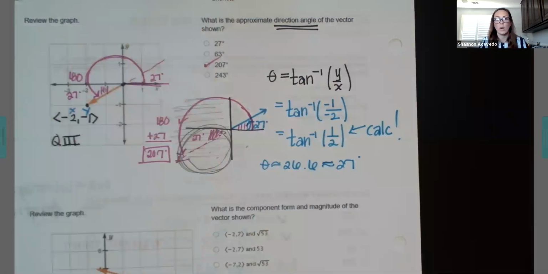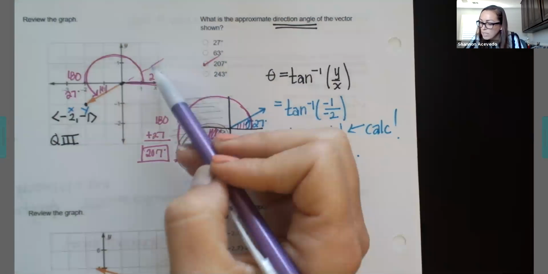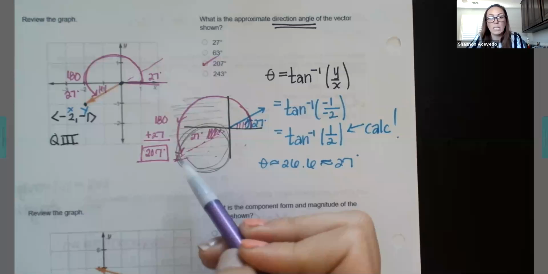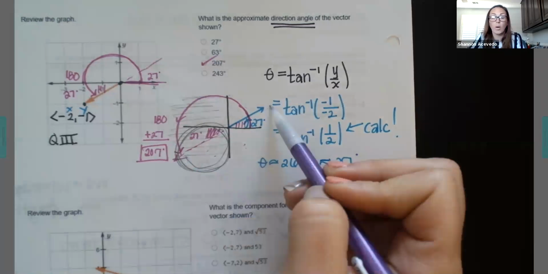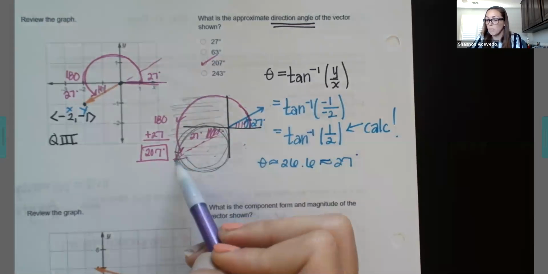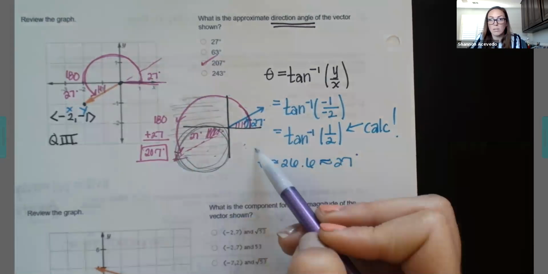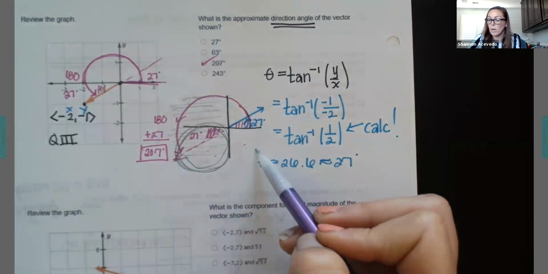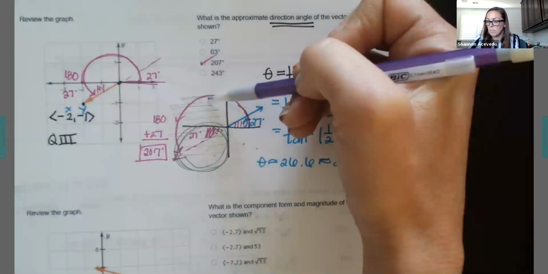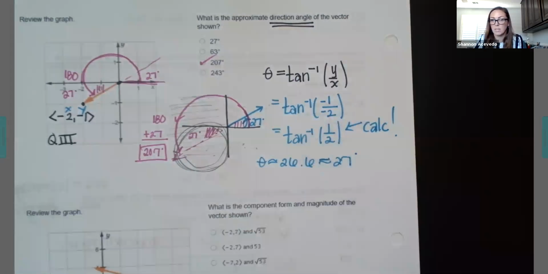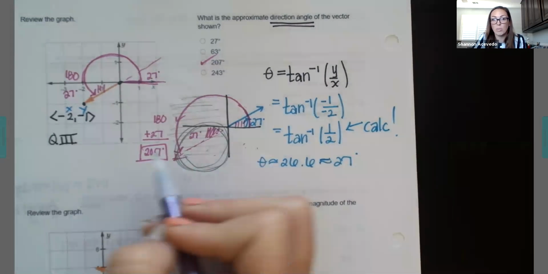These are the hardest ones. But remember, always continue. If you get an angle that's in quadrant 1, it will either be a quadrant 1 angle or it'll be in quadrant 3. If you get an answer that's in quadrant 4, it will be quadrant 4, or it could go across to quadrant 2. It's always going to be a diagonal across. It is in Q3, so 207 is in Q3.